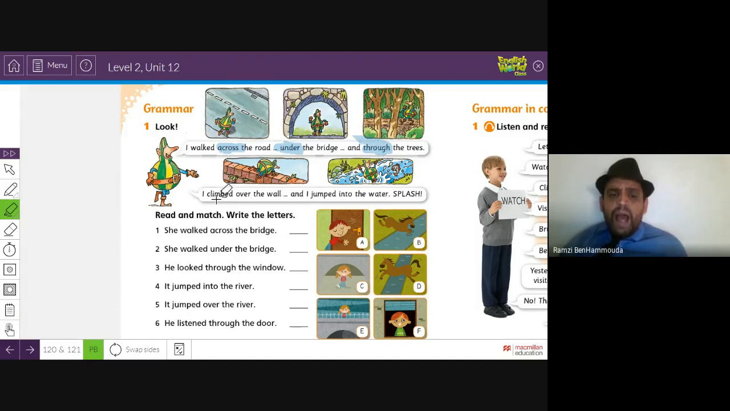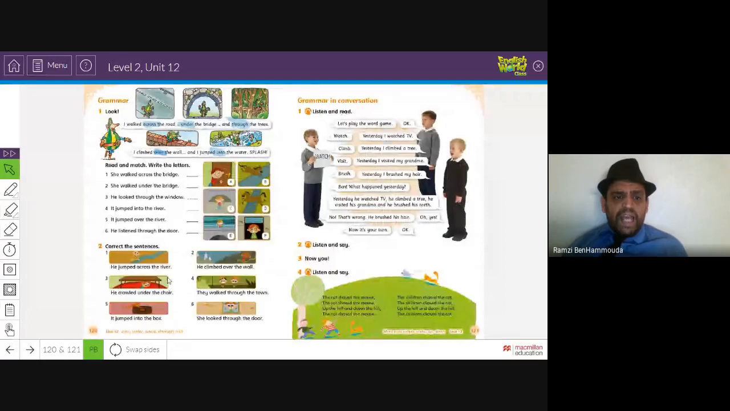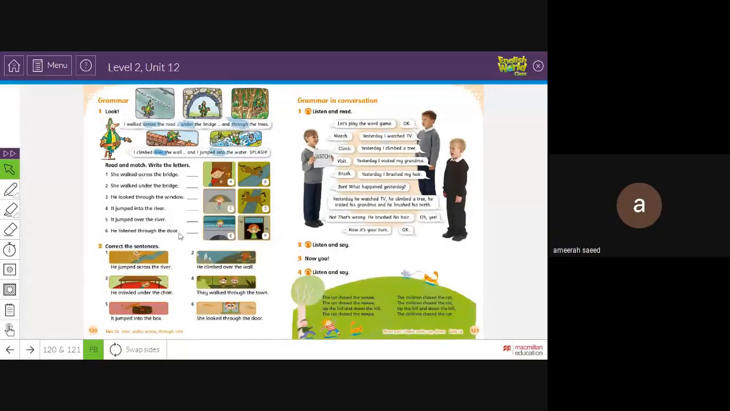The next one. I climbed over the wall. Look at the picture here. Look at the bodkin. He is on the wall. So when he's on the wall, we say over the wall. Over. And next, when he jumped in the water, we say jumped into the water. Jumped into the water. Now, I'm going to show you more pictures before we do this exercise and the next one. Before we do read and write, please, please, please.